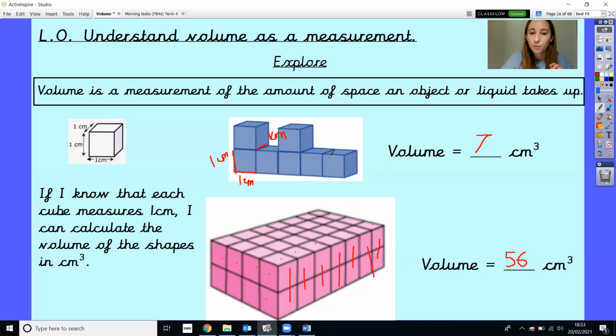Okay. So when I can easily count them, it's very straightforward, and I know it measures 1 centimetre because it tells me. Or I could measure it myself, I suppose, if it was a real object I had in front of me. And here I've used my multiplication skills to help me work out how many rows there are of cubes. Okay, so 56 centimetres cubed would be my volume.